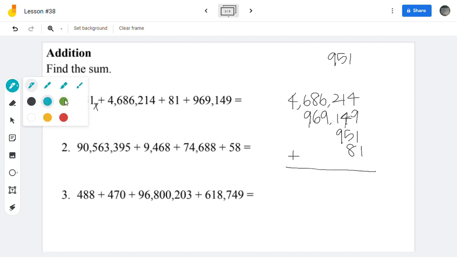Now I have to know 9 plus 4 plus 1 plus 1, which is 15. And then we have 1 plus 1 plus 4 plus 5 plus 8, which is 19. And then we have 1 plus 2 plus 1 plus 9, which is 13. And then 9 plus 6 plus 1, which is 16. And then 8 plus 1 plus 6.